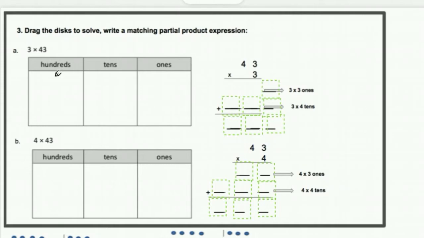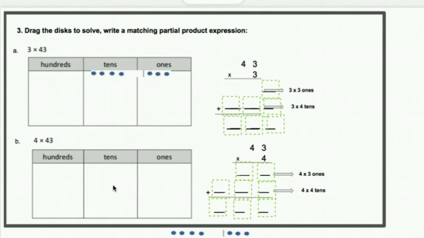All right, y'all, let's go ahead and apply this concept to our second half of our work today. It says drag the discs to solve, write a matching partial product expression. So we did this in our first part. Now let's go ahead and do the same thing. I'm multiplying 3 times 43, or 3 blanks of 43. Fill in those blanks for me. 3. Good. 3 groups of 43.